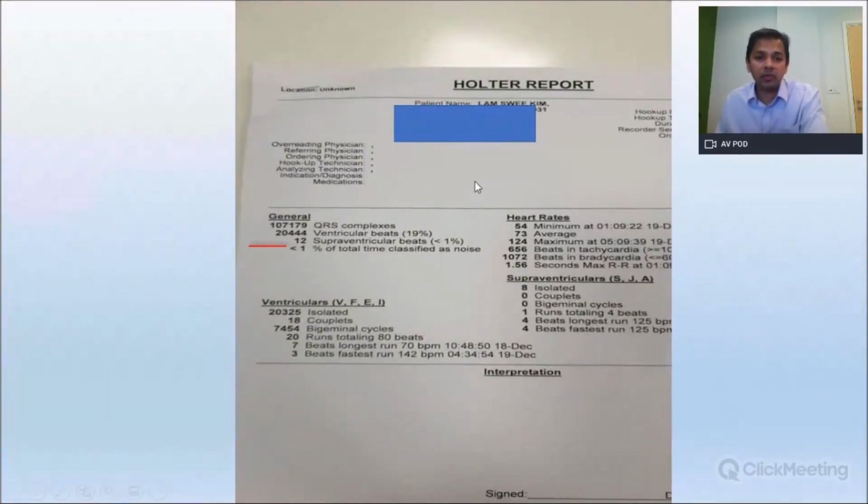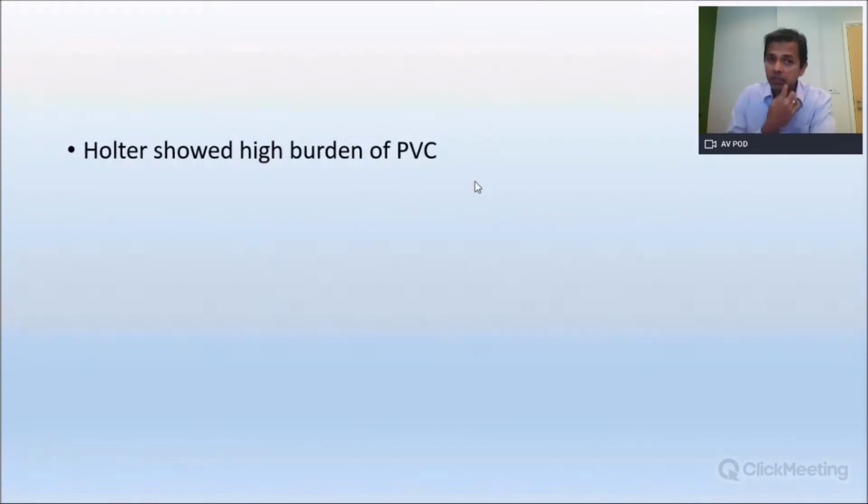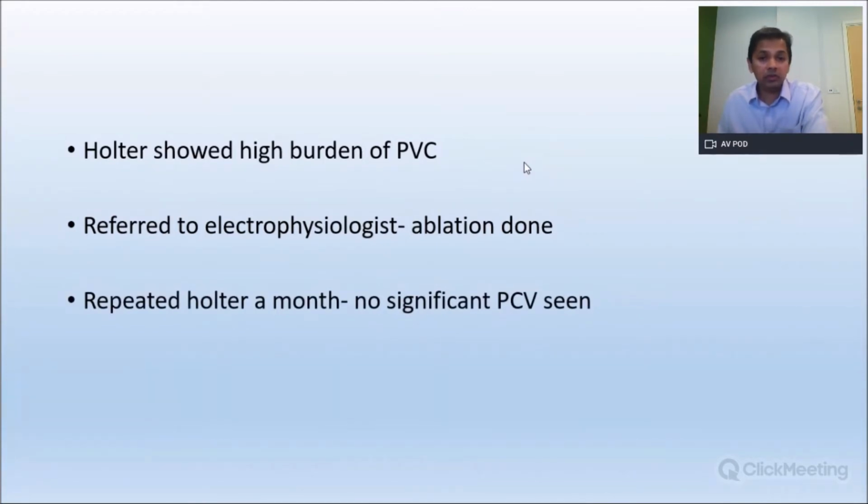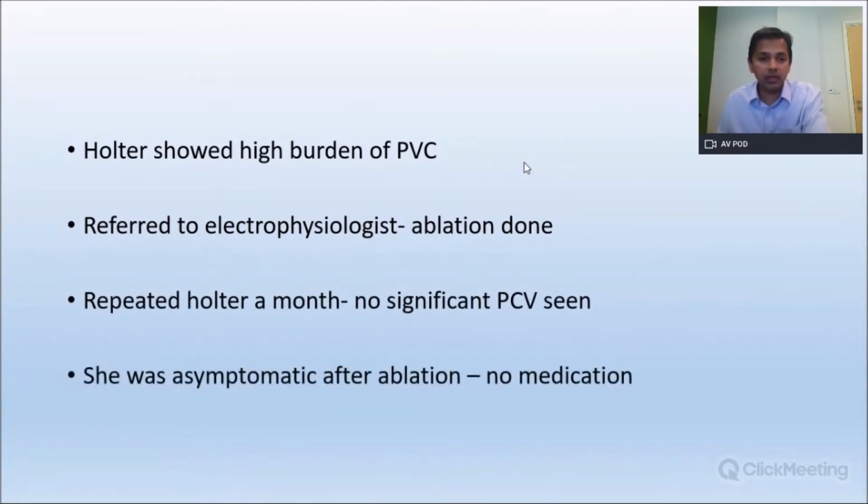Okay, a normal person, you can have ectopics up to 1,000 within 24 hours. It's significant if the ectopics are more than 10,000, and hers was 20,000. So quite significant. She got very significant PVCs or ectopics. So the Holter showed that she had a high burden of PVCs. I referred her to an electrophysiologist. The PVC was ablated. Repeated Holter, there was no significant PVCs, and she was asymptomatic since then. No medication required.